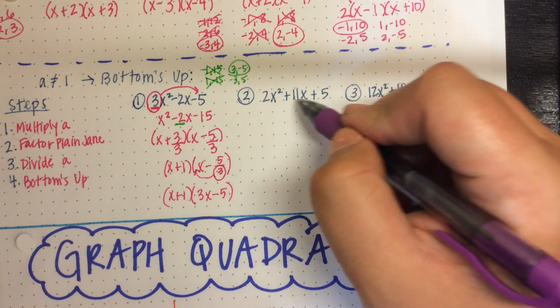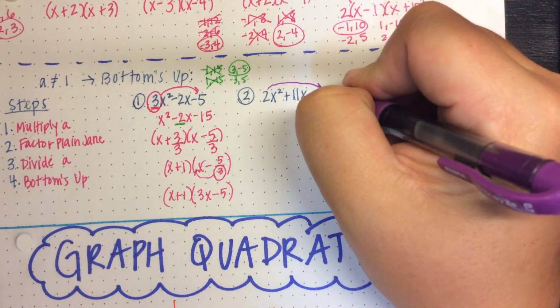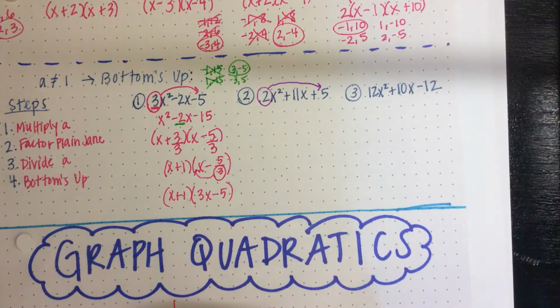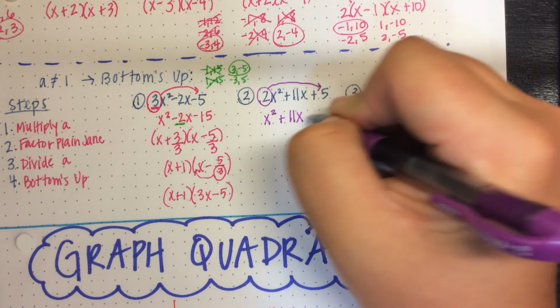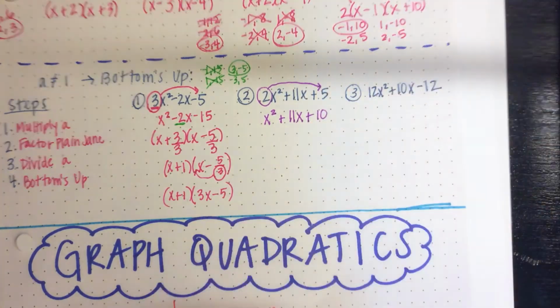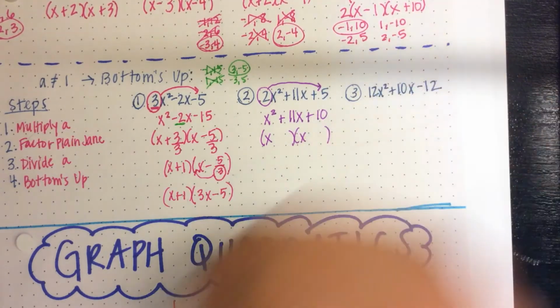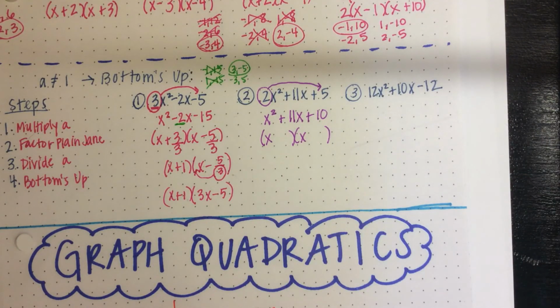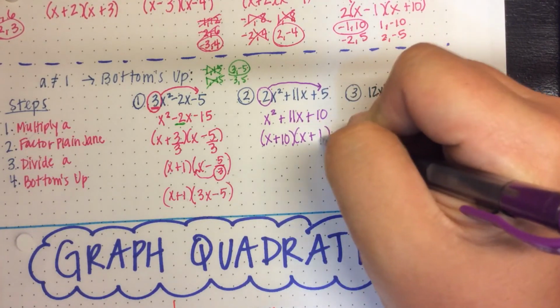Alright, no GCF, nothing goes into 2, 11, and 5. So I'm going to start by moving that a. So I'm going to multiply and move it over to be part of c. So then I have x squared plus 11x, and then 2 times 5 is 10. Now it's plain Jane. Alright. I want to multiply to 10 but add to 11, so I'm going to go a little quicker. That's going to be 10 and 1.